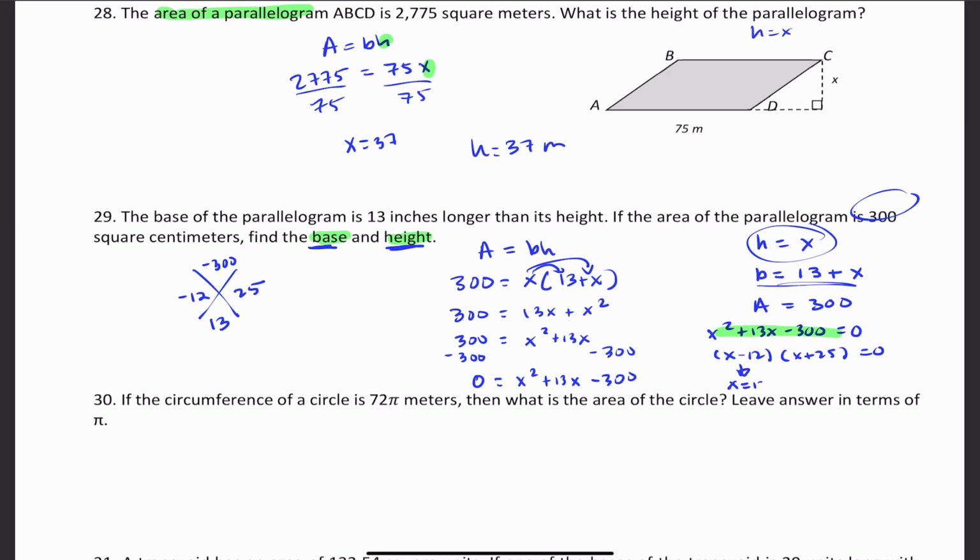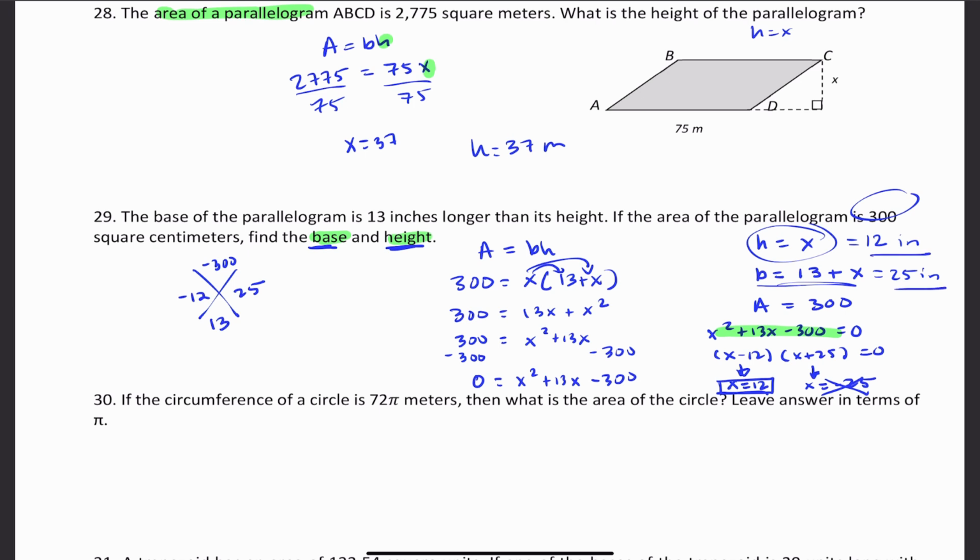So x equals 12 and x equals negative 25. So I'm comparing these two x values. Which one's extraneous? That's going to be x equals negative 25, because we can't have a negative number when it comes to distance, right? So x equals 12. Now, if x is equal to 12, then the height is 12 inches. And if the base is 13 plus x, that's 13 plus 12, so that's 25 inches. So these are your two answers.